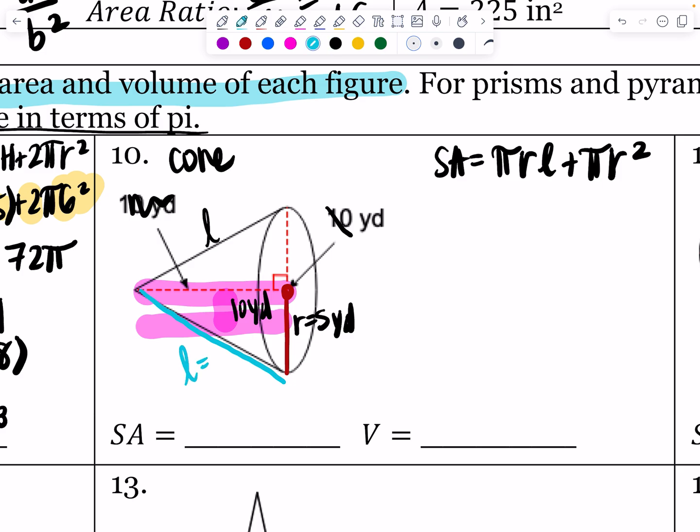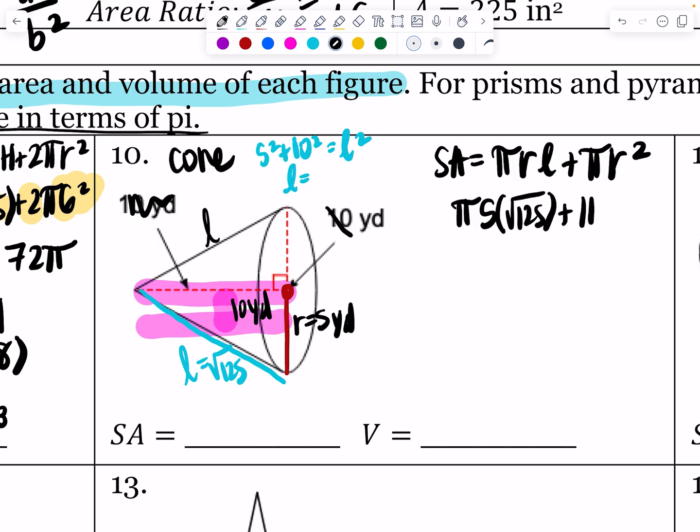So let's go ahead and actually calculate that. That is going to be 5 squared plus 10 squared equals L squared. That's going to be 25 plus 100, which is going to be the square root of 25. I'm sorry, the square root of 125. And so we're going to leave that as the square root of 125 until I am ready to round. So it's going to be pi times 5 times the square root of 125 plus pi times 5 squared.